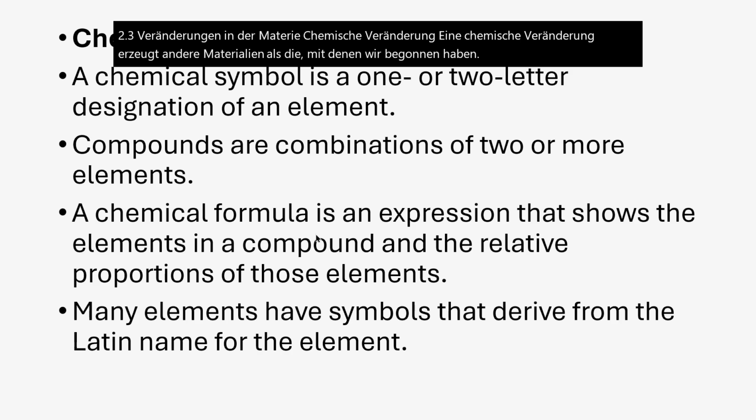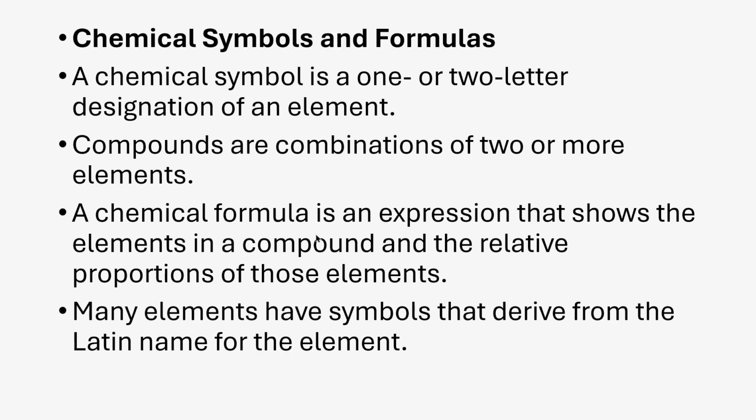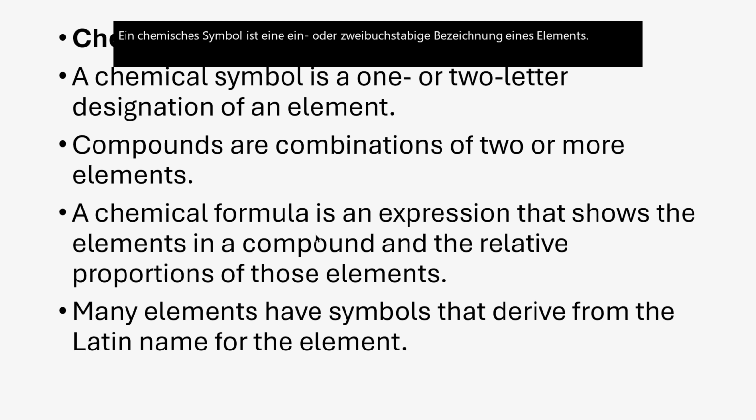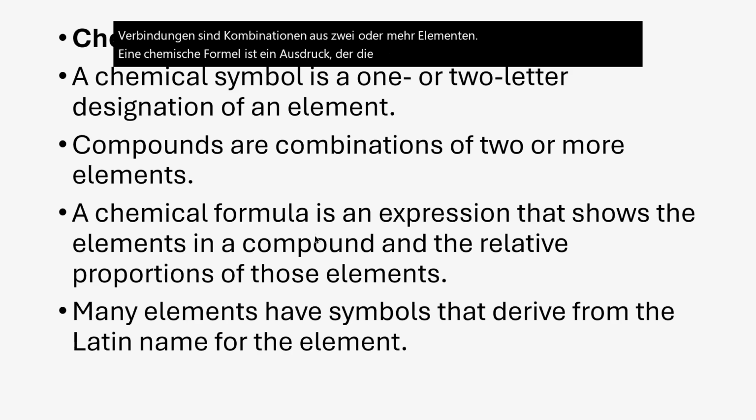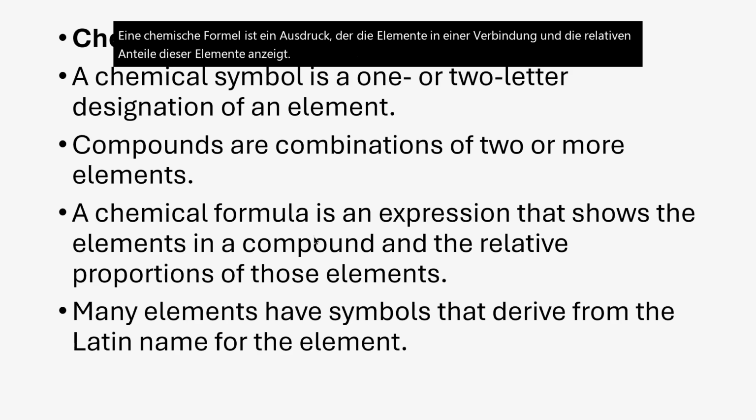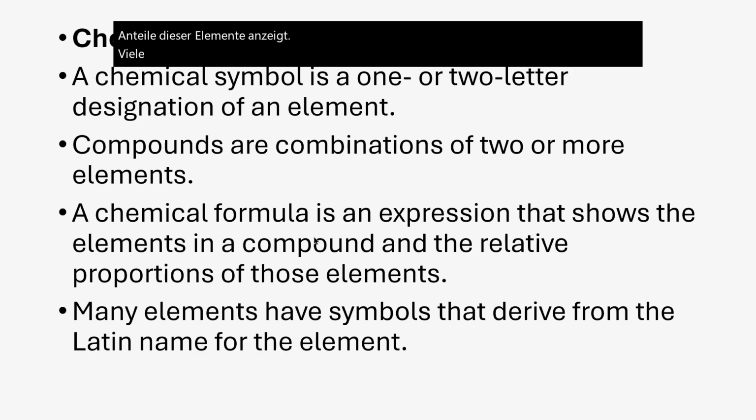A chemical symbol is a one or two letter designation of an element. Compounds are combinations of two or more elements. A chemical formula is an expression that shows the elements in a compound and the relative proportions of those elements. Many elements have symbols that derive from the Latin name for the element.